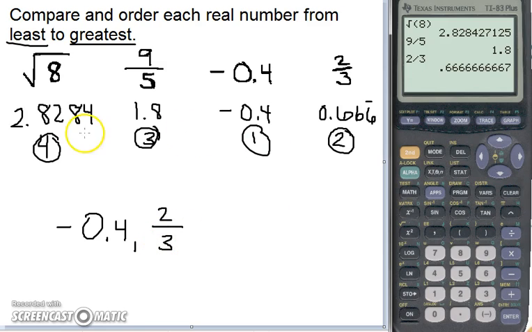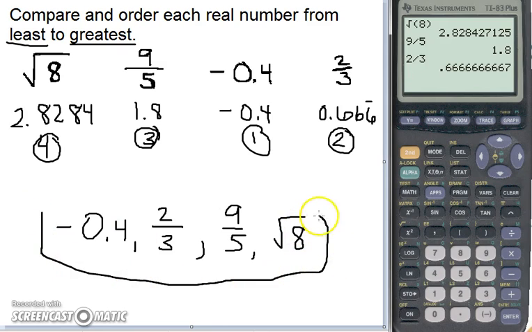2/3. You don't want to give me the decimals. You want to rewrite the numbers as you were originally given to them. 9/5 and square root of 8. So there we go. There's our numbers in order from least to greatest.